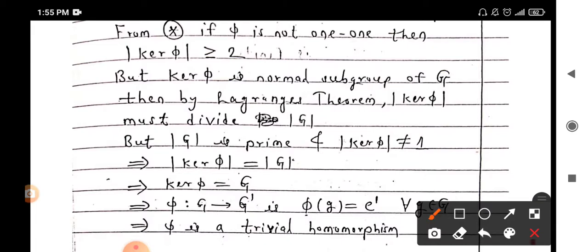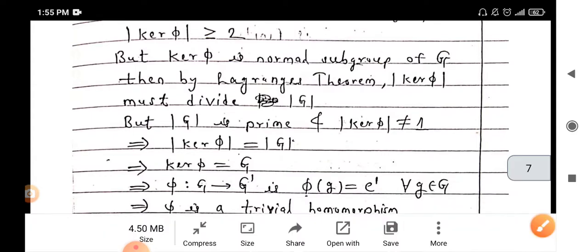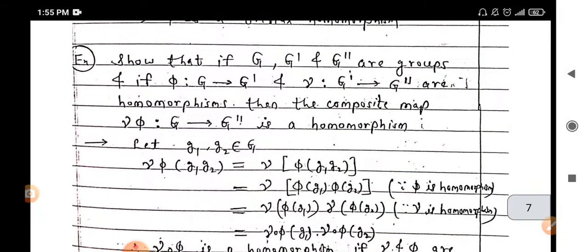This implies phi from G to G dash is defined as a trivial homomorphism, phi of G equals identity in G dash. Now, next example. Show that if G, G dash, G double dash, it is an exercise in the previous chapter, are groups, and if phi from G to G dash and gamma from G dash to G double dash are homomorphisms, then the composite mapping, that is gamma phi, is also a homomorphism.